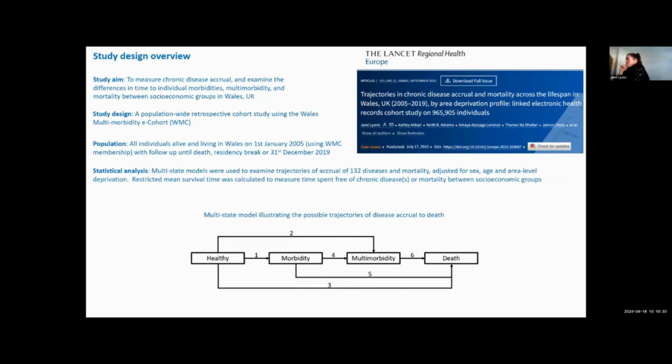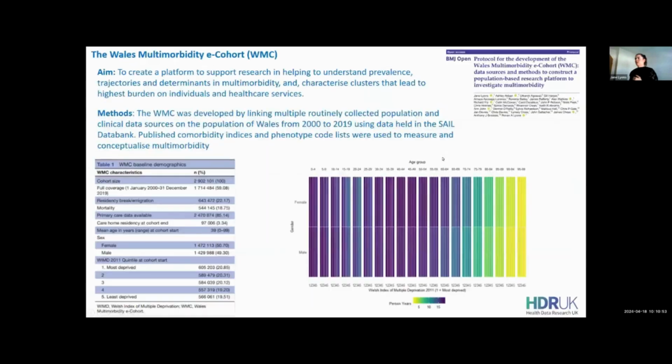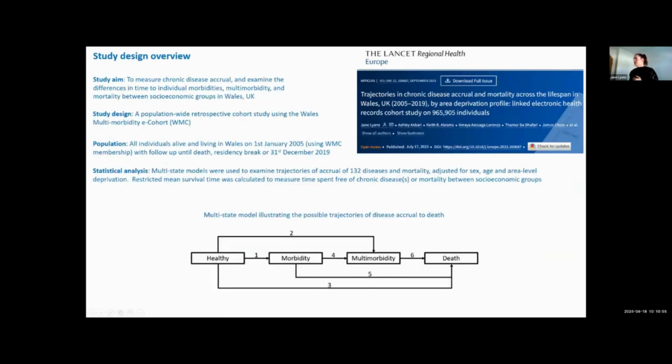We excluded individuals who had any of these 132 disease diagnoses between 2000 and 2004 to allow for a 5-year clearance. So individuals started from this chronic disease-free state or healthy state, and then we could capture first disease diagnosis from the 1st of January 2005. So to measure deprivation, we use the Welsh Index of Multiple Deprivation Income Quintiles at the LSOA level.